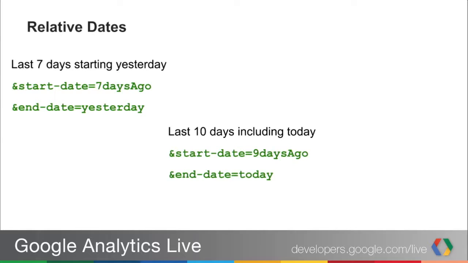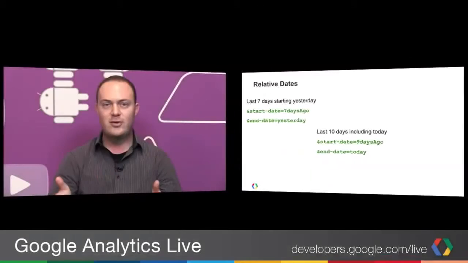Again, last 10 days would be very similar. The end date would be today, for example, and the start date would be 9 days ago. So you've got to be careful here. Something you want to make note of is that when you're looking for something like the last 10 days, and you're including today, intuitively you might think that it's 10 days ago, but it's actually 9 days ago to actually include that full 10 days. So just something to keep in mind when you're making these queries and setting them up.